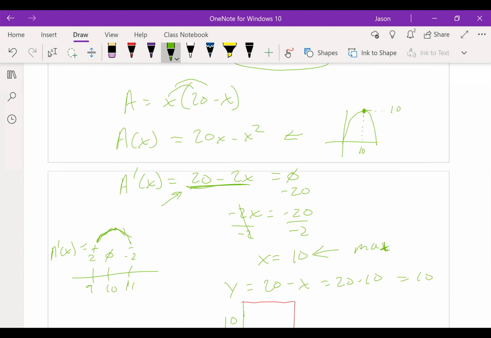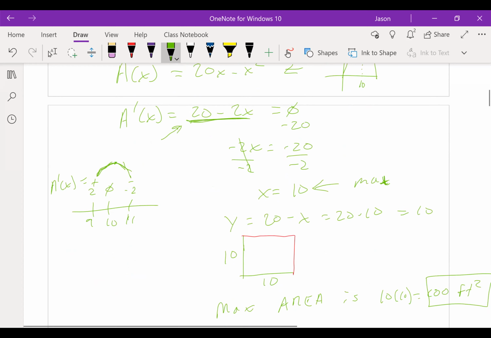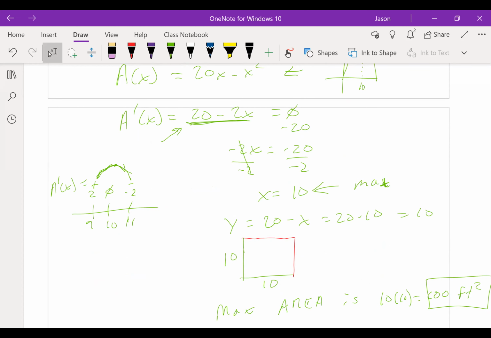Okay, so you could do this without calculus if you knew the properties of a quadratic formula, but I'm just going to use the calculus to get my critical value, and then that's going to tell me what the maximum area is.